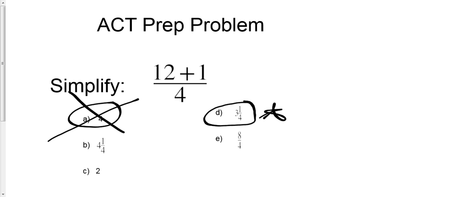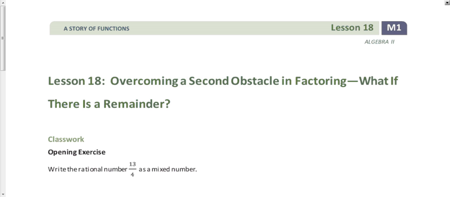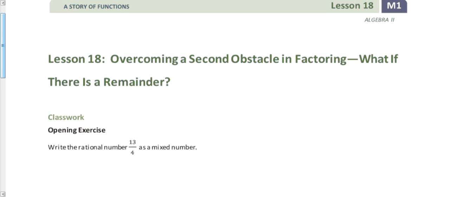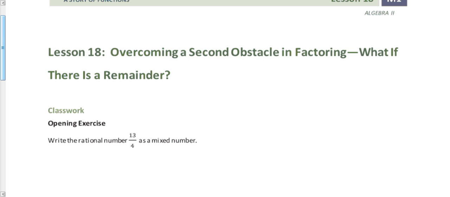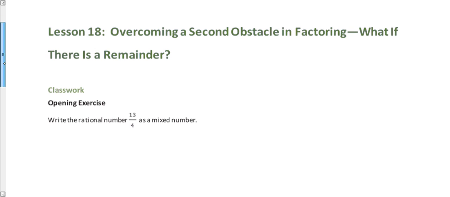All right. So, let's move on to lesson 18. When we divided polynomials, we kind of limited the scope a little bit. Because what do we deal with when we divide just numbers? Let's take this example here. What is 13 divided by 4? It's 3 1/4. How did we do that before we learned how to express it as a mixed number?